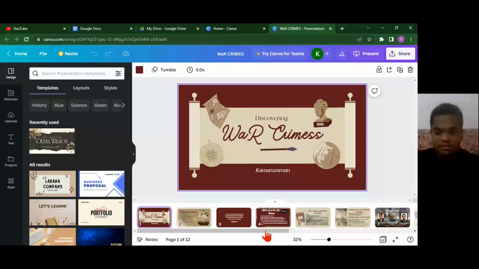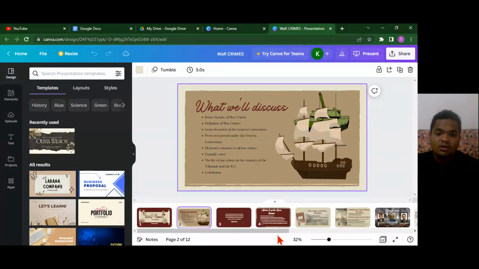My name is Muhammad Kamal Zaman, and we will discuss war crimes for the requirement of the ICL class. The things that we will discuss in this topic are the Rome Statute of war crimes, the definition of war crimes, grave breaches of the Geneva Conventions, protected persons under the Geneva Conventions, elements common to all war crimes, example cases, the list of war crimes in the Statute of the Tribunals and the ICC, and we will end with a conclusion.